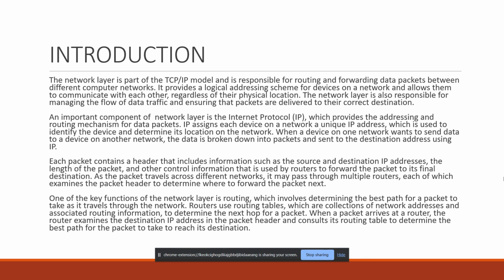One of the key functions of the network layer is routing, which involves determining the best path for a packet to take as it travels through the network. Routers use routing tables, which are collections of network addresses and associated routing information, to determine the next hop for a packet. When a packet arrives at a router, the router examines the destination IP address in the packet header and consults its routing table to determine the best path for the packet to take to reach its destination.